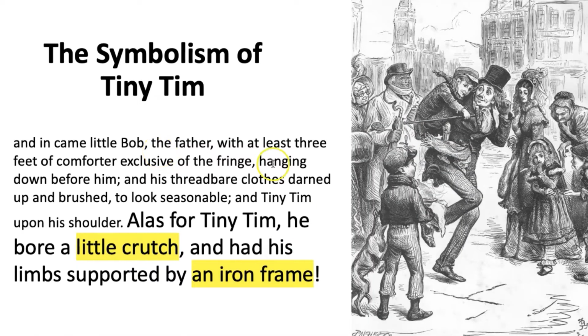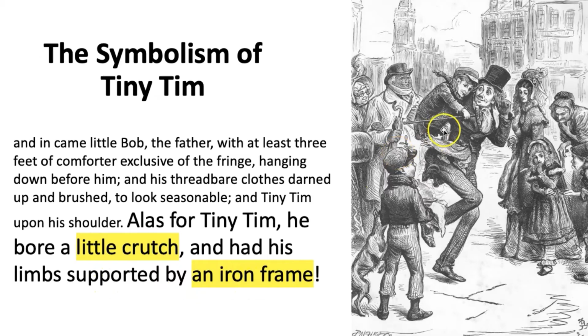Bob's come in and he's actually carrying Tiny Tim on his shoulders. So the illustration here is logical. This is how we would think a father would carry Tiny Tim. But it's not what actually happens in the book. Look at this. "And Tiny Tim upon his shoulders. Alas for Tiny Tim, he bore a little crutch and had his limbs supported by an iron frame."